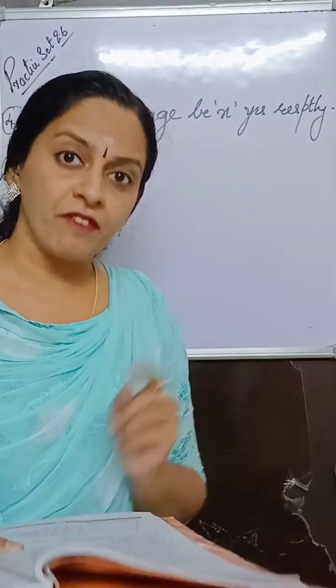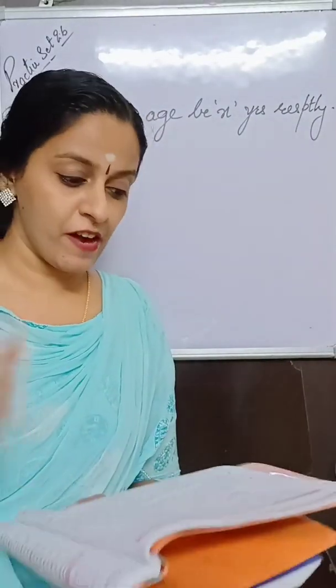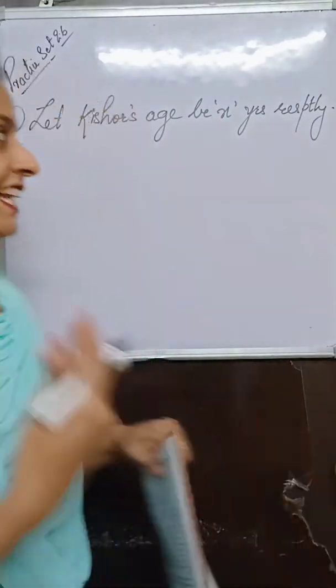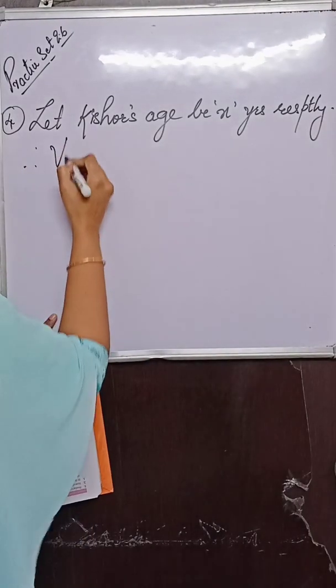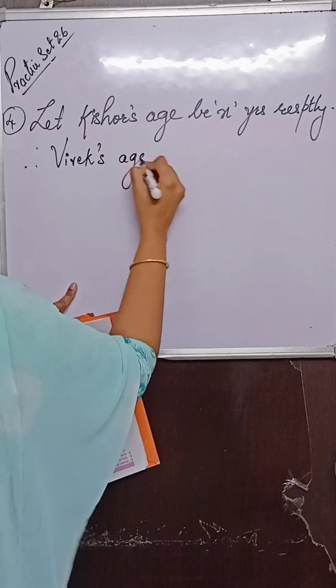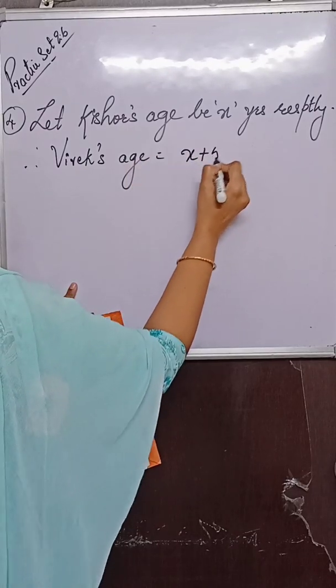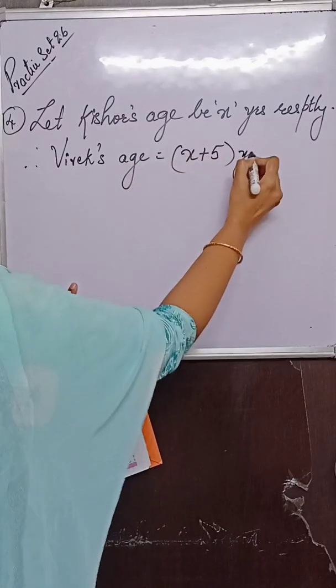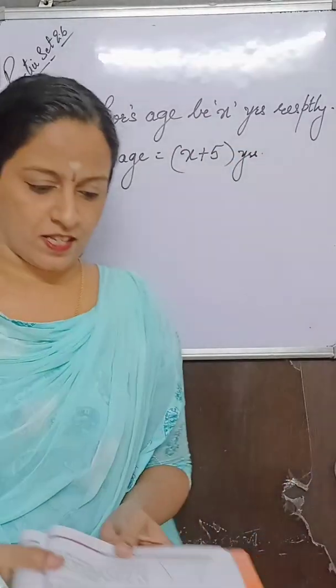So what will be Vivek's age? Vivek is 5 years elder than Kishore. So therefore Vivek's age is equal to X plus 5 years.